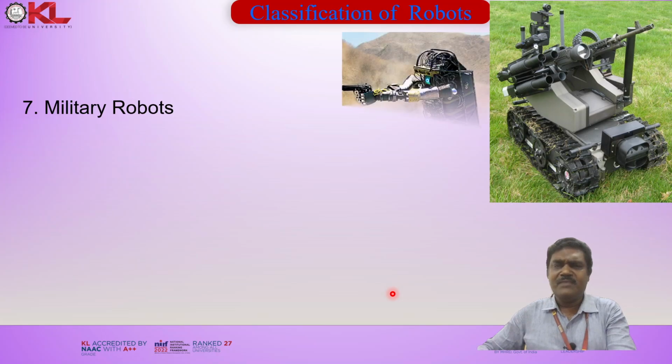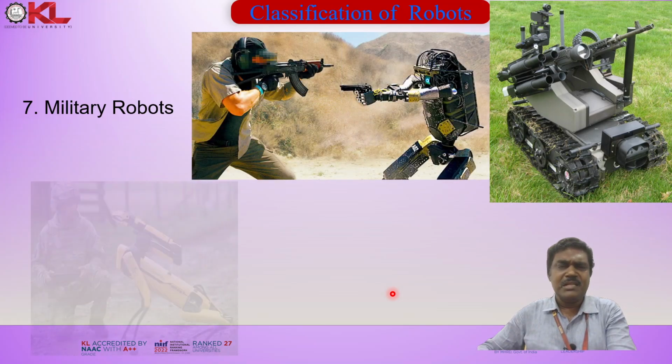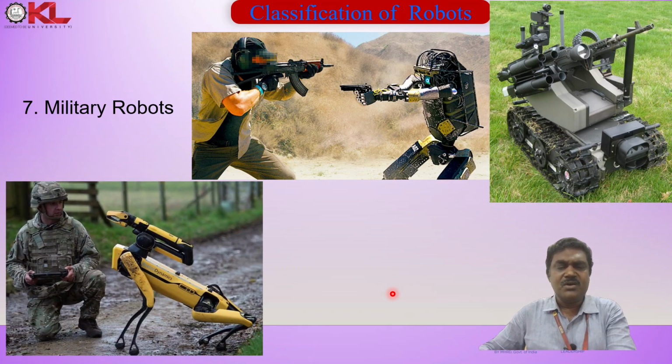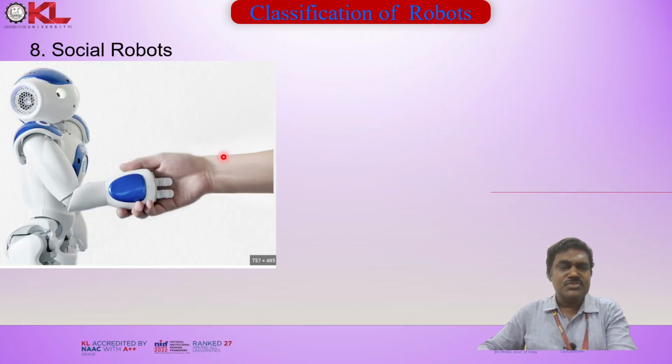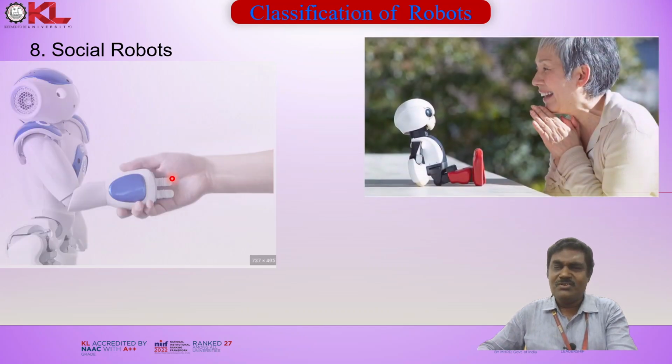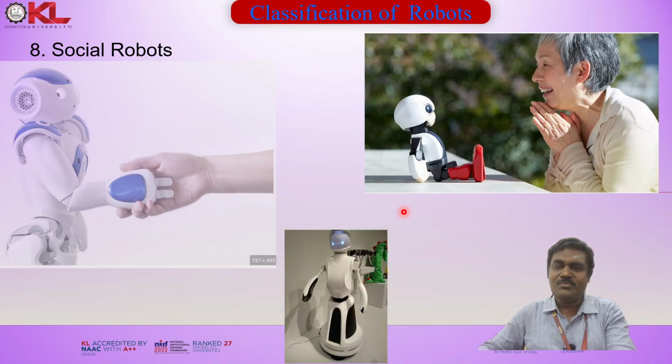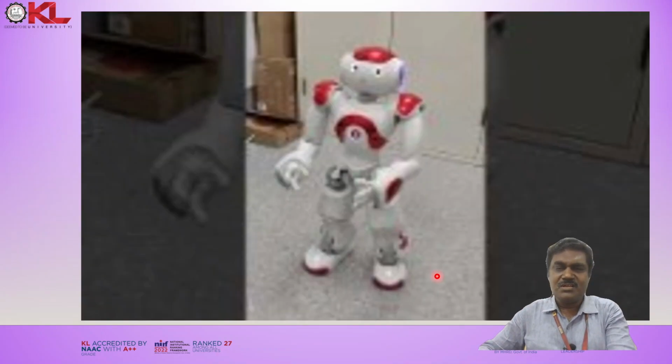Next, military robots. Mainly for military applications, we can use military robots, just like our Jawans safeguard our country's boundary lines. Similarly, robots are also used nowadays to perform at a particular place. Once the robot is running continuously for 24 hours, it will work without any deviation in efficiency. We are using these robots. Now you can see the social robots, and how cute these robots are while performing social work.